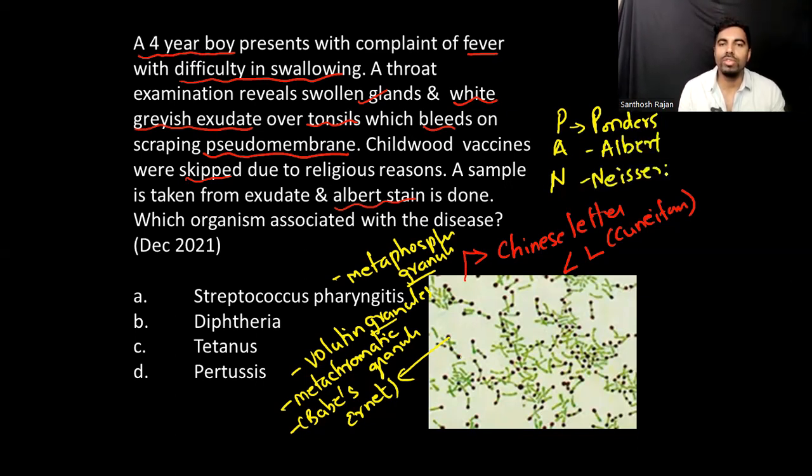Albert is the most common one we use, but these are the other stains, paan. Paan khane mein diphtheria aayega, remember like that. So Ponder, Albert, Neisser, okay? I've discussed everything about the Albert stain. In Albert stain, you are using a green color, so it is malachite green, the first stain.